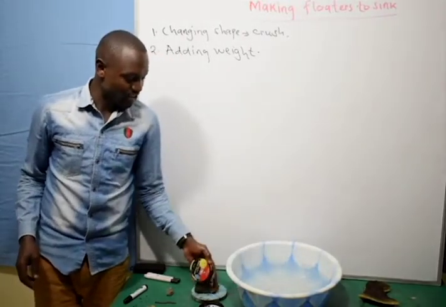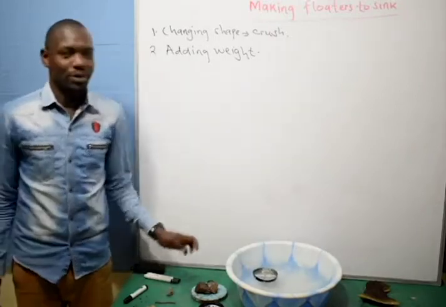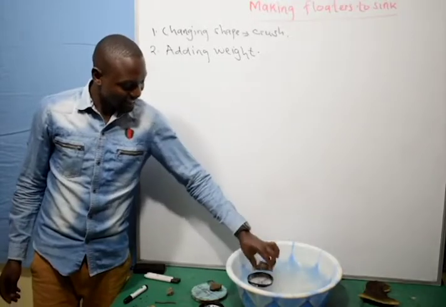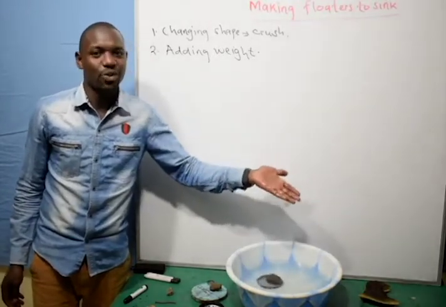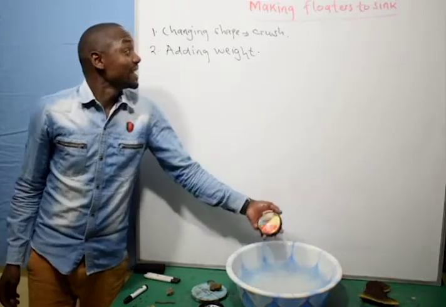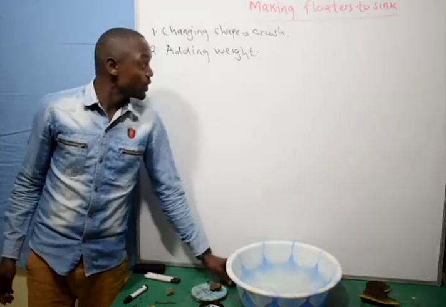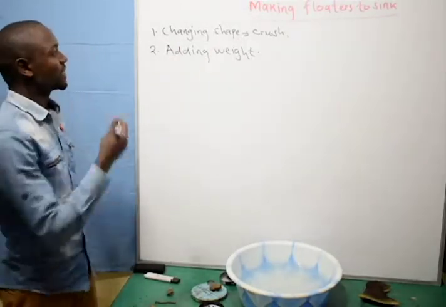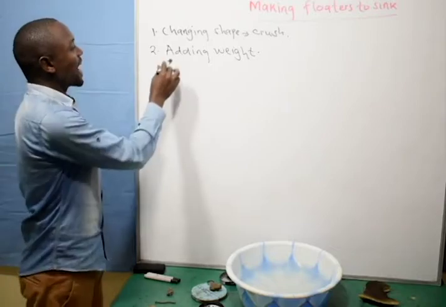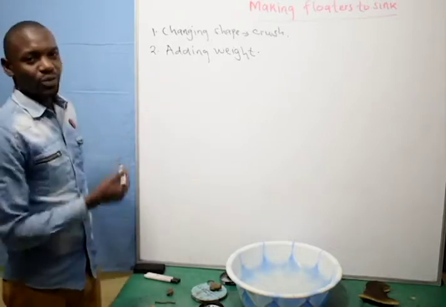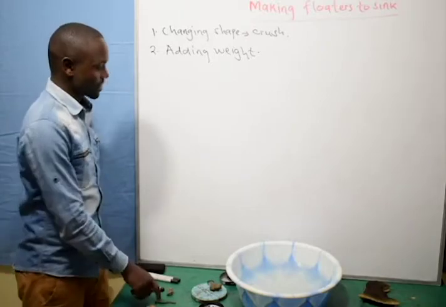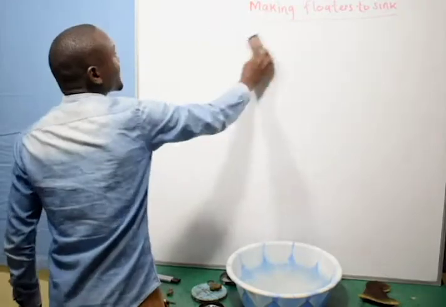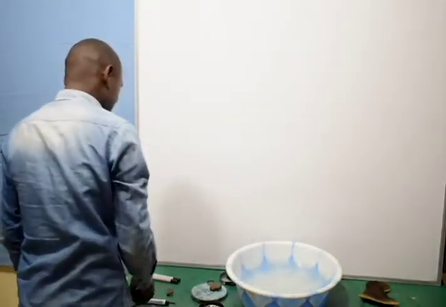Initially, this tin is going to float on water because it is light. When we add a stone, it is going to sink in water because we have added the weight. So one way in which we can make floaters sink is by changing the shape, that is, we crush the floaters, or we add some weight to the floaters. Now, let us look at how we can make sinkers float.